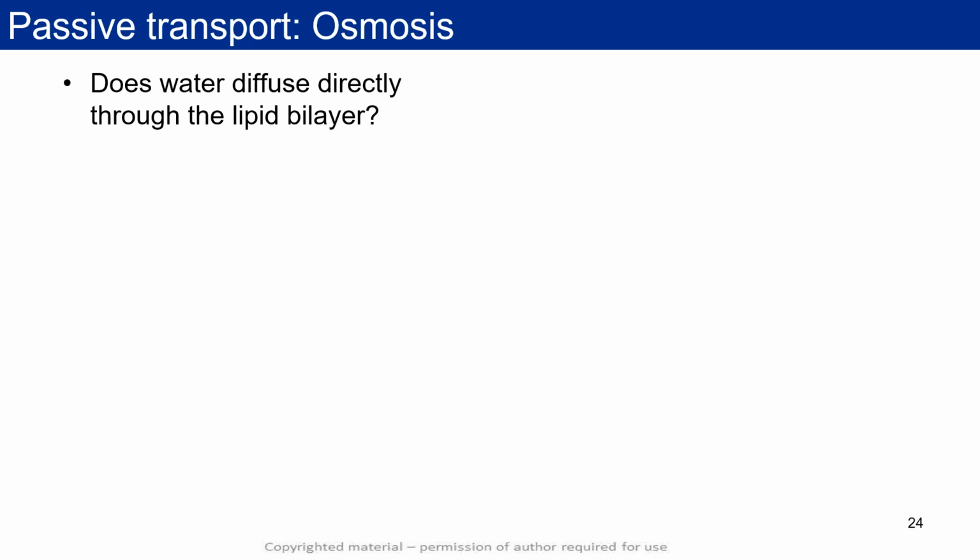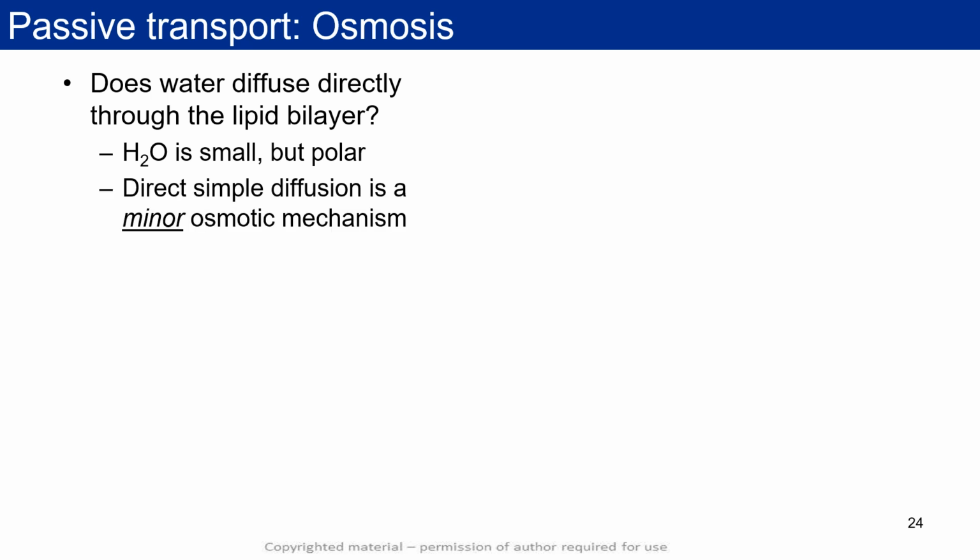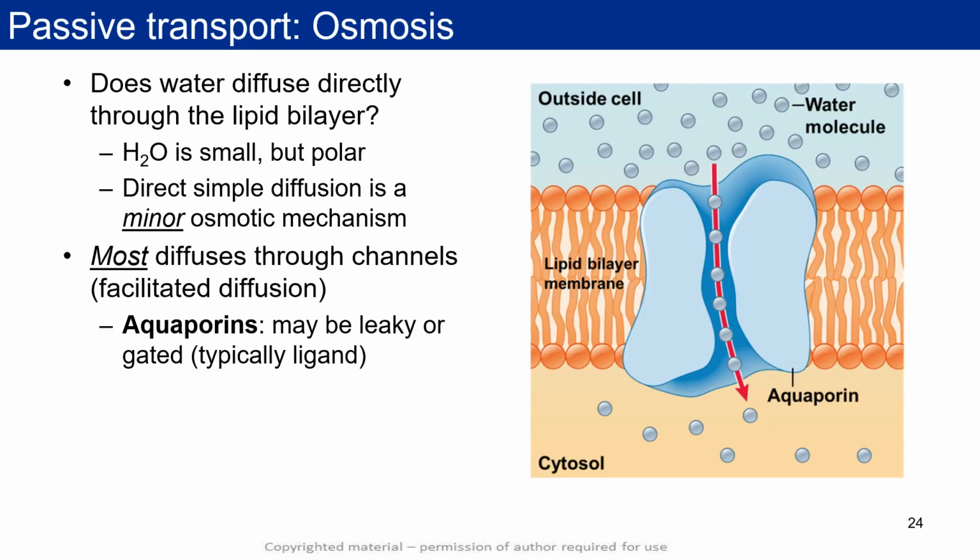Does water diffuse directly through the lipid bilayer through simple diffusion? Water is small, but it is also polar. We know that polar molecules generally have small partition coefficients, so they should not pass through the membrane easily. So simple diffusion of water across the membrane is most likely a minor osmotic mechanism. Most water diffuses through channels. You can think of it as a special type of facilitated diffusion. These channels are called aquaporins, and they may be leaky or gated. If gated, they are usually ligand-gated channels.